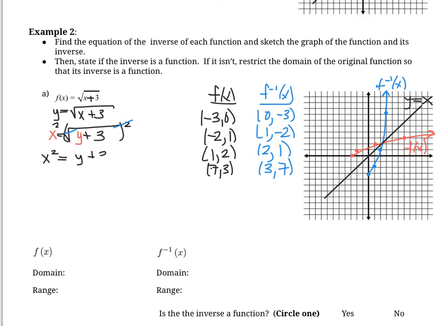So we got to keep getting this y by itself. So we're going to get rid of the 3. We've got x squared minus 3 is equal to y. So our final equation is y is equal to x squared minus 3.